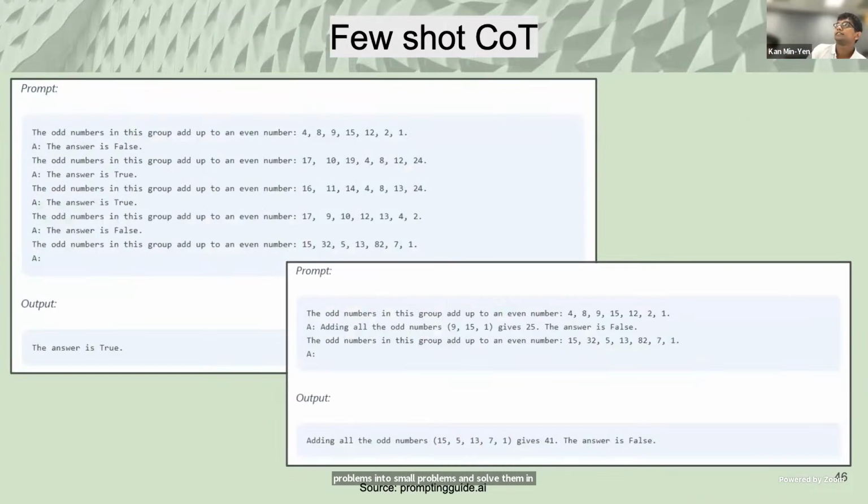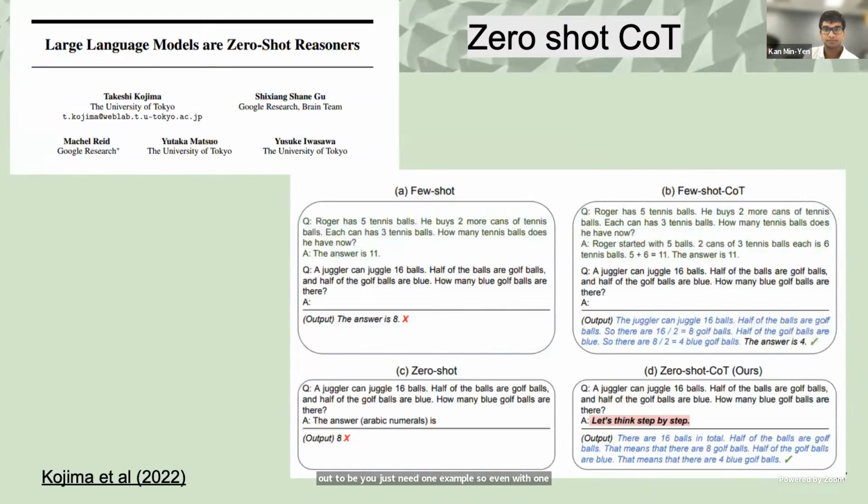Here there are also some examples of few-shot chain of thought. You can give examples of the exact same question type you are going to ask, and it is able to output the correct answer. It turns out you just need one example. Even with one example of the same type, you can get the correct answer.